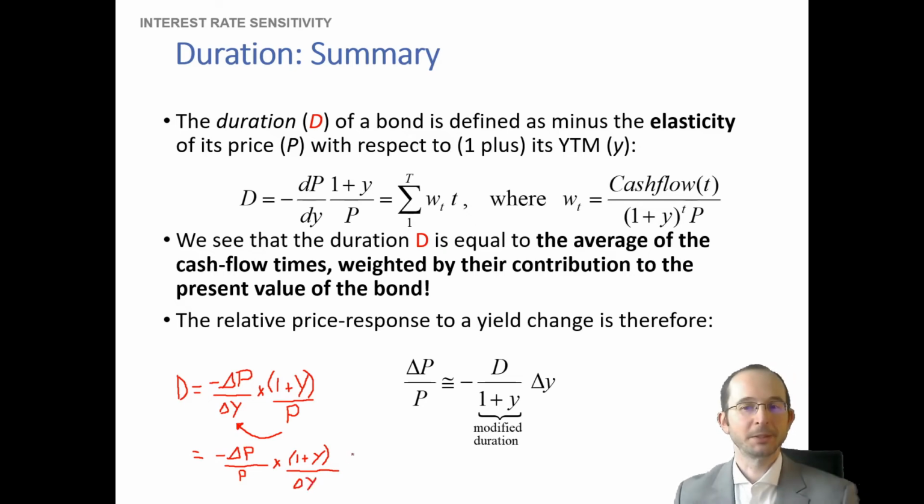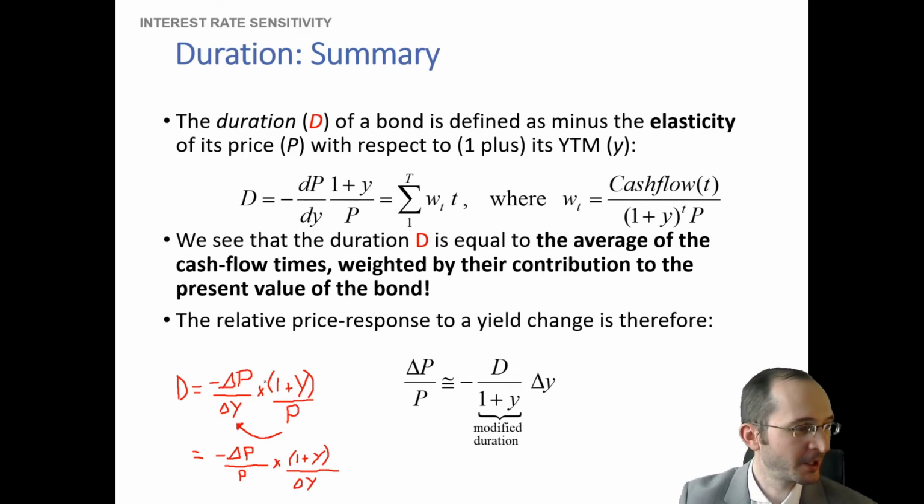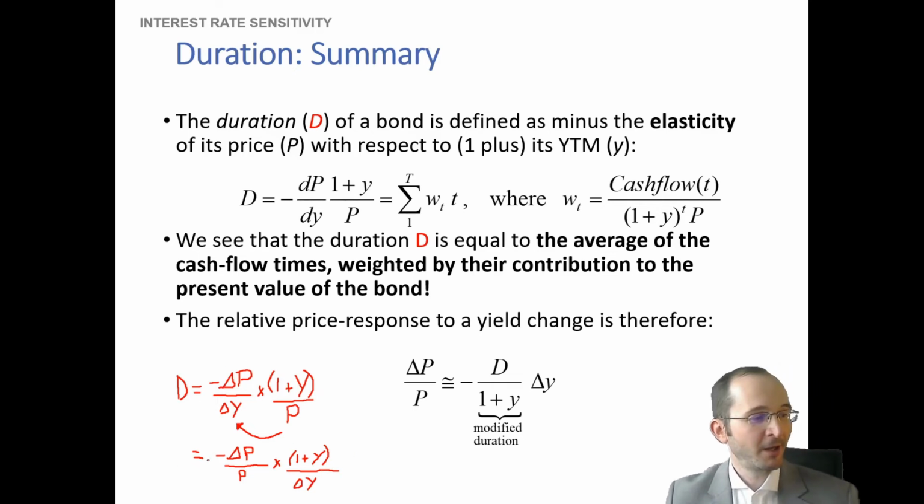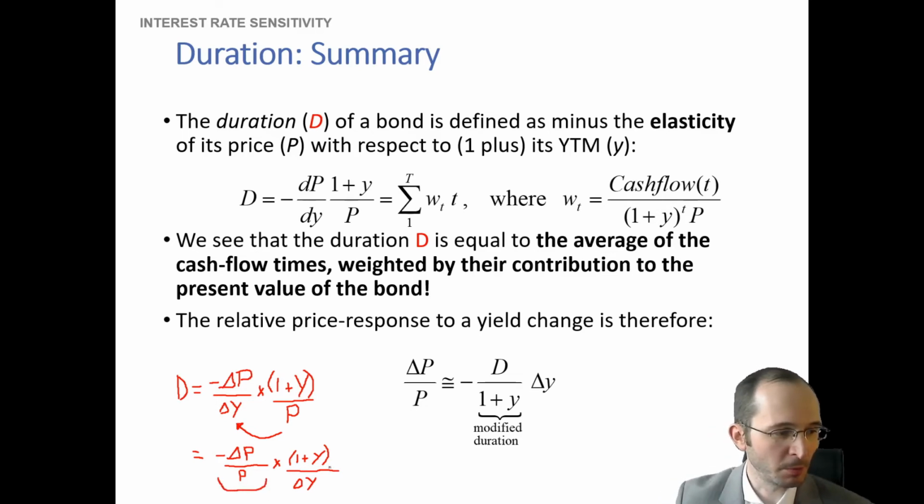That's sort of a sloppy delta, but you get what I'm getting at. And now all we need to do is just solve for this term here. In other words, we need to move this fraction, 1 plus yield over delta yield, to the left-hand side of the equation that has the duration in it. And we can do that by multiplying both sides by delta y over 1 plus y. And if we do that, this is exactly what we get.